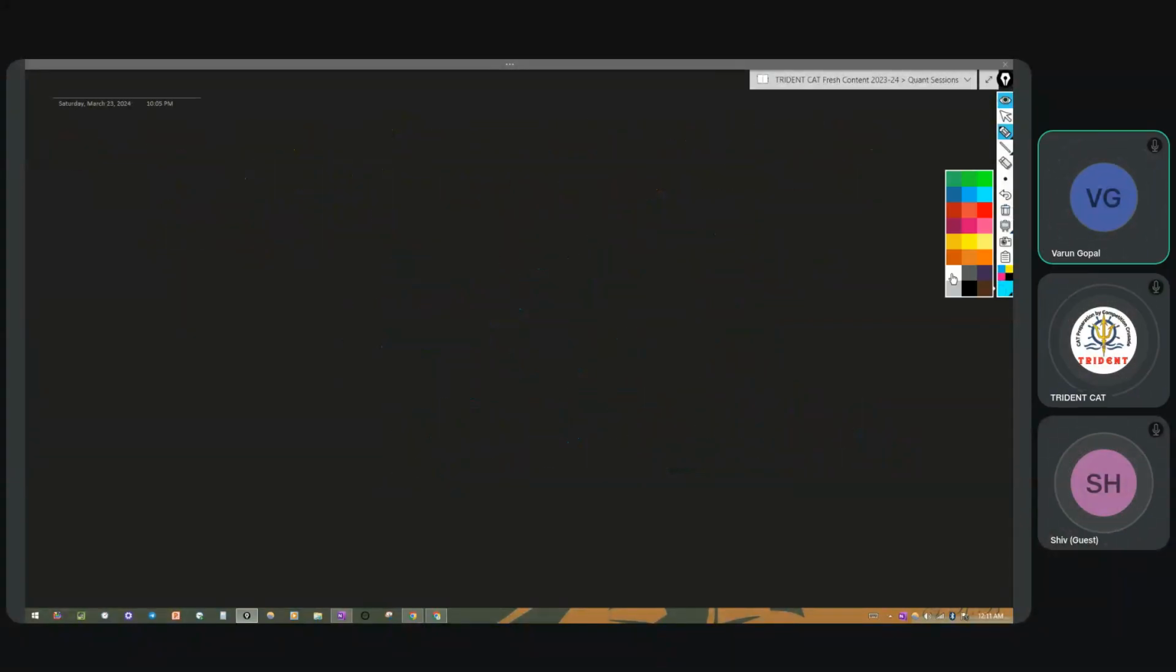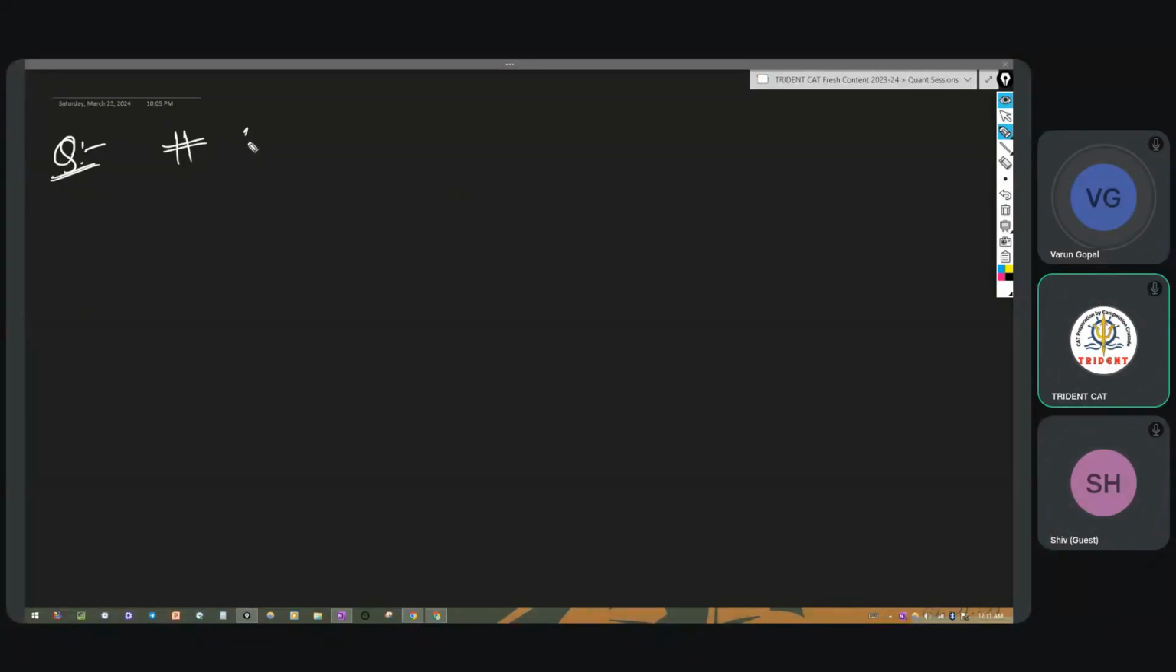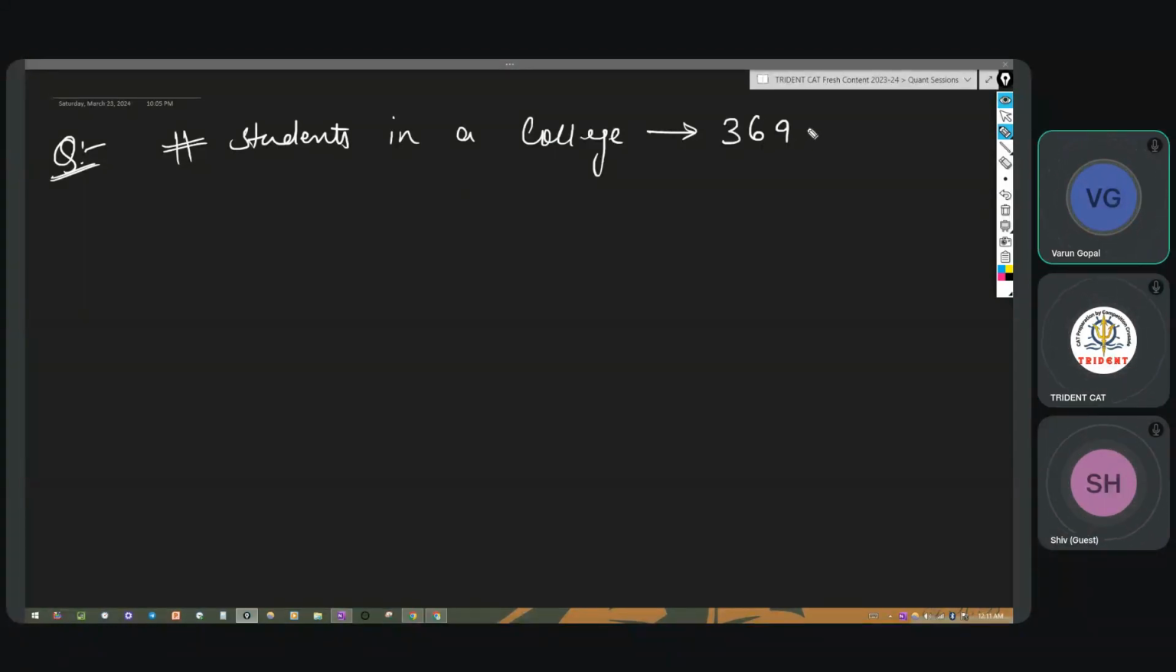Another application question, guys. This is again a word problem. I'm using this hashtag as the number of students. So number of students in a, let's say, college, is 36996. I think these questions are there in the module. Anyways, I've just replicated the questions.